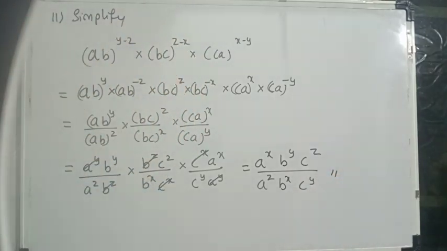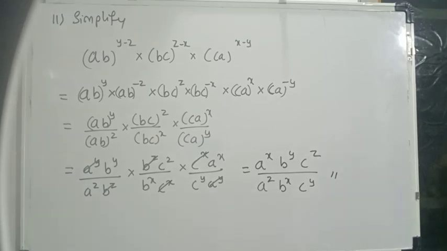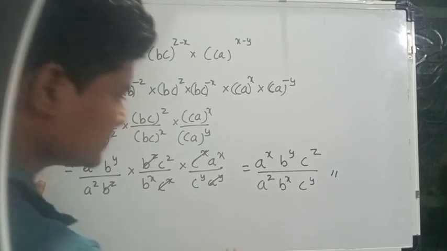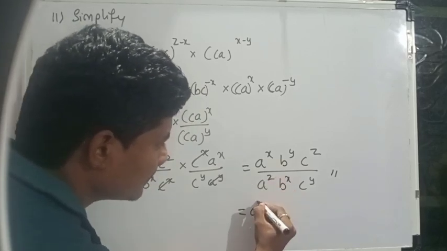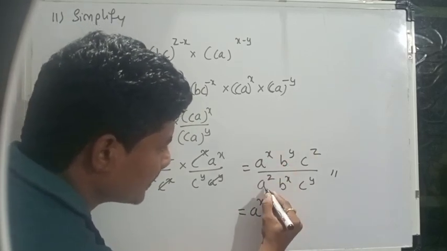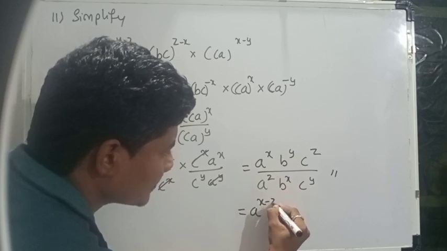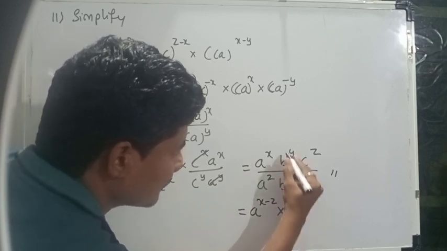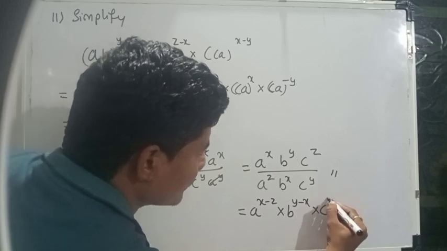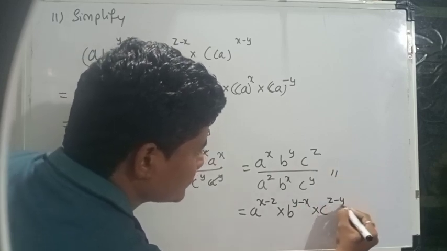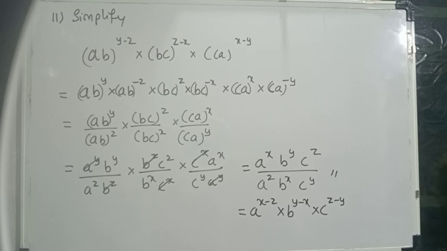Let's see if any further simplification is possible. Here A to the power X into A to the power minus Z, B to the power Y minus X, C to the power Z minus Y. This can be the simplified answer.